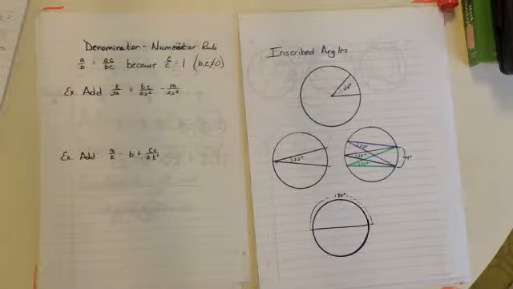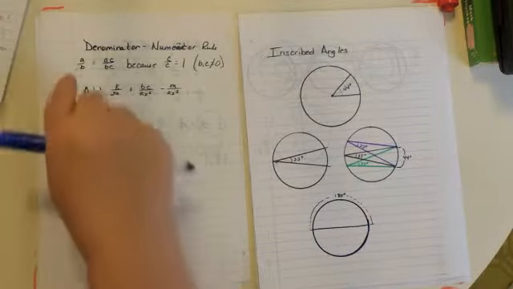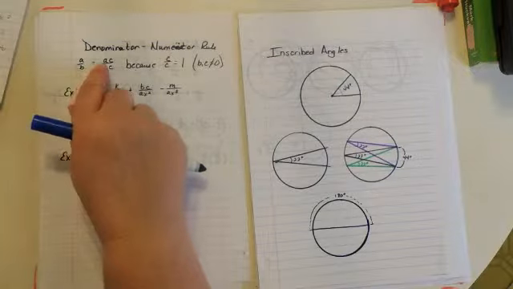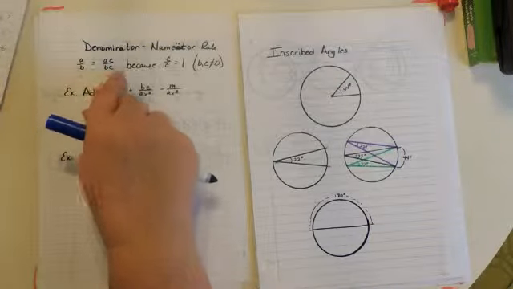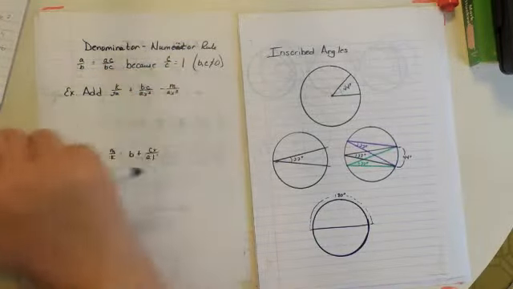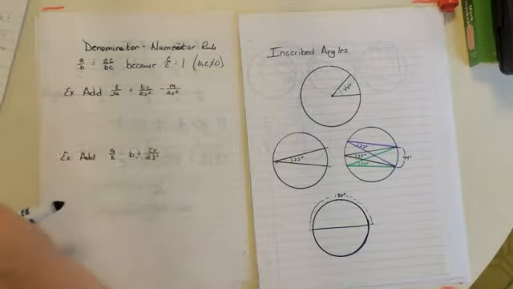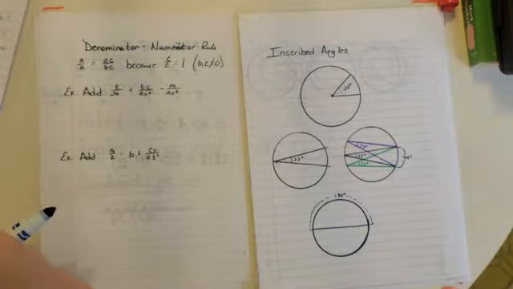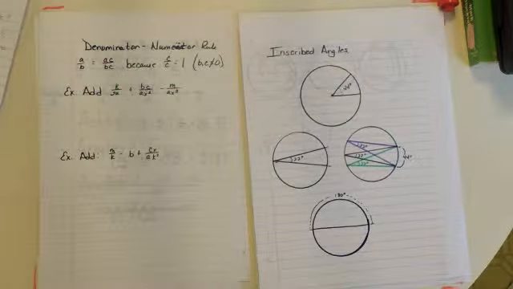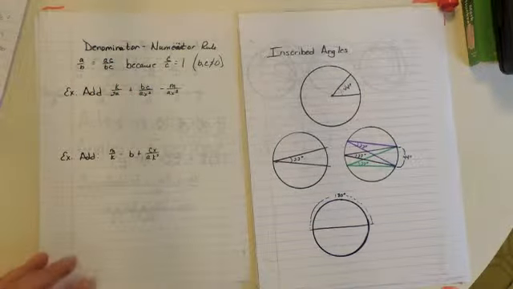The denominator-numerator rule. A over b equals ac over bc because c over c equals 1. B and c cannot equal 0. So here's the rule that goes with what we do with fractions.